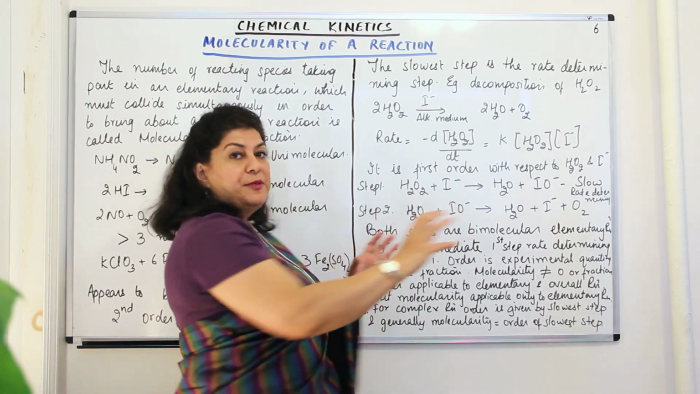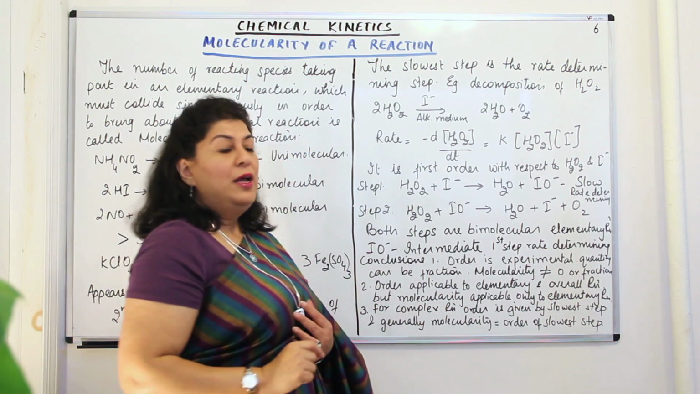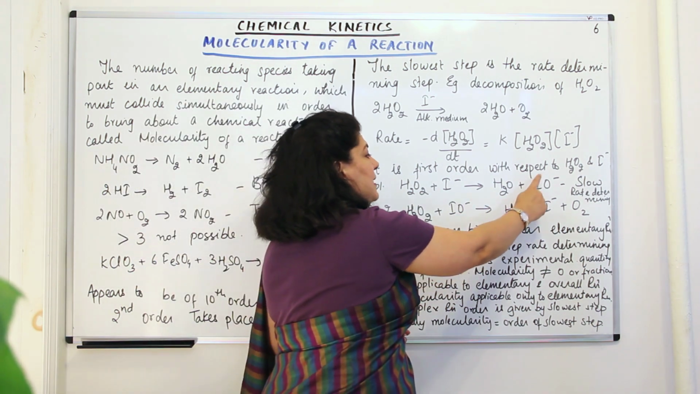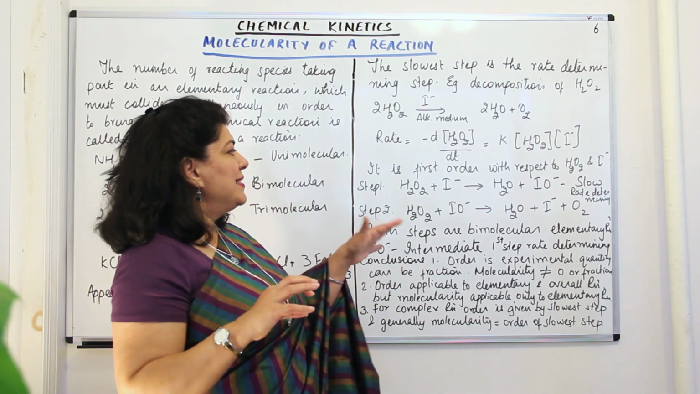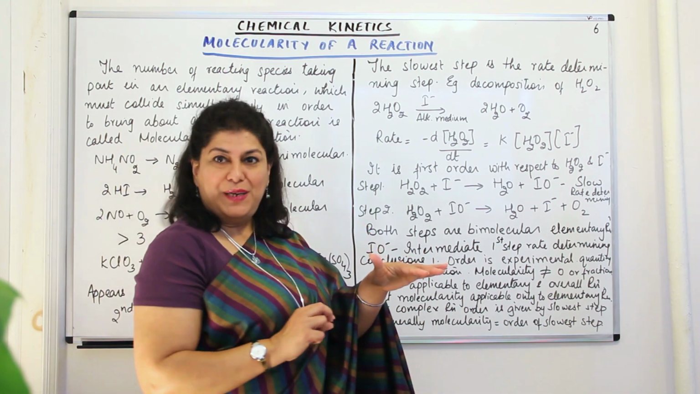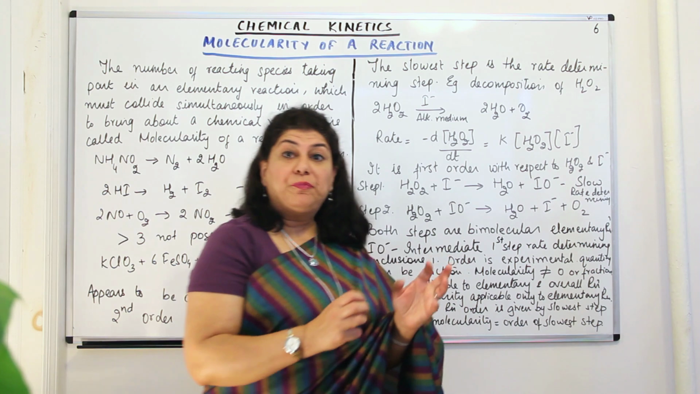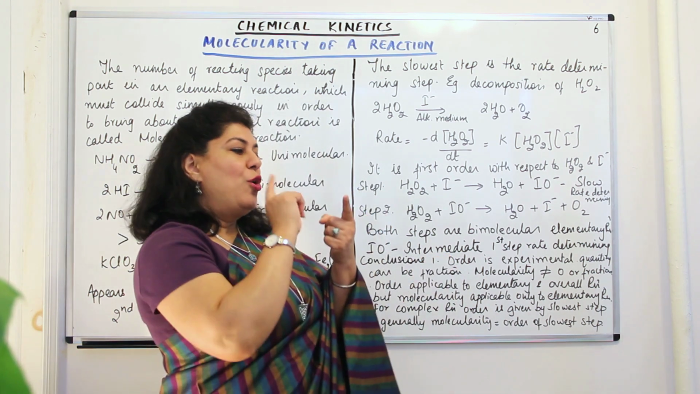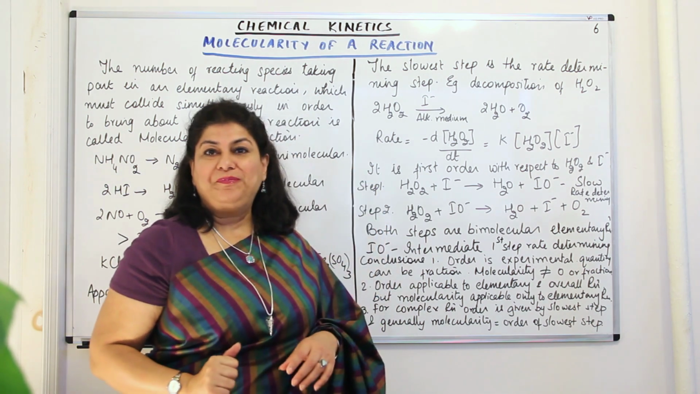And the steps in which it takes place, it has been found that H2O2 reacts with the iodide ion to form water, and IO- ion is produced. And this is the slow step. It is the rate determining step. The first step is the slower step. Therefore, this is the step that determines the rate. Therefore, the order and molecularity of the reaction will be calculated from step 1.